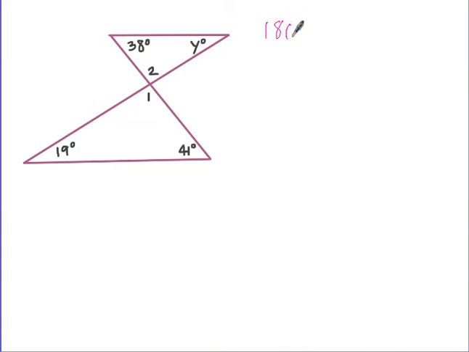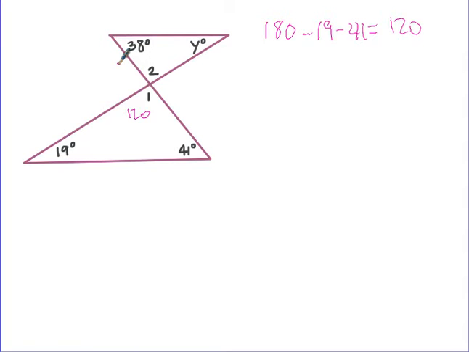So angle 1 would be 180 minus 19 minus 40. Is that 41? 41 equals 120. So angle 1 is 120. Now I've got two angles on this triangle that I need to figure out. Is there enough information to figure out what those two are?